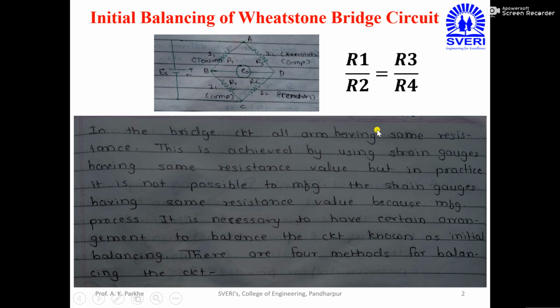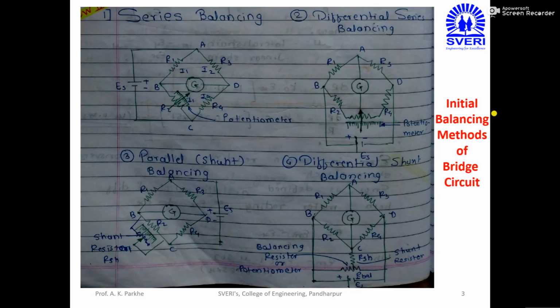Now how is this bridge balanced, which methods are used? Basically there are four methods used for bridge balancing. Out of these four methods, one is called series balancing, the second is called differential series balancing, the third is called parallel or shunt balancing, and the fourth is called differential shunt balancing. These are the four methods used for the initial balancing of the Wheatstone bridge circuit. Now one by one we'll start. First is the series balancing.